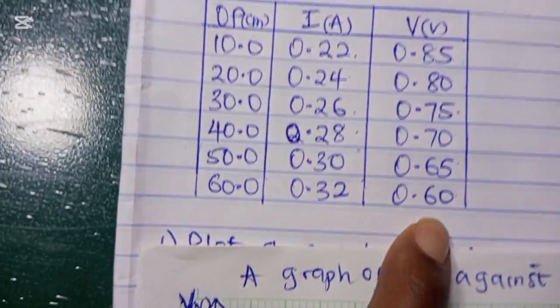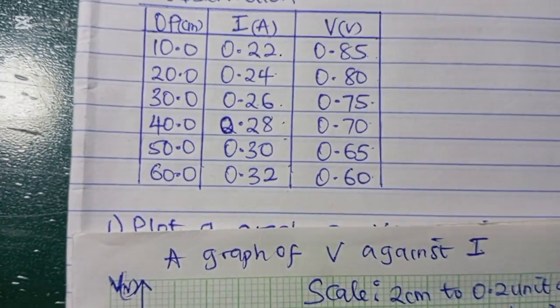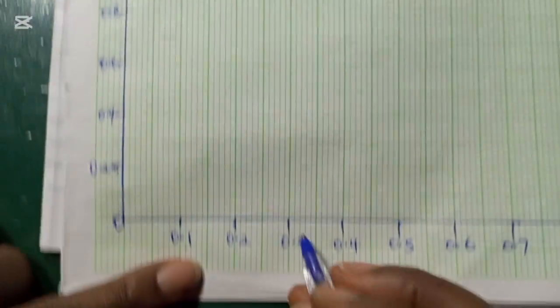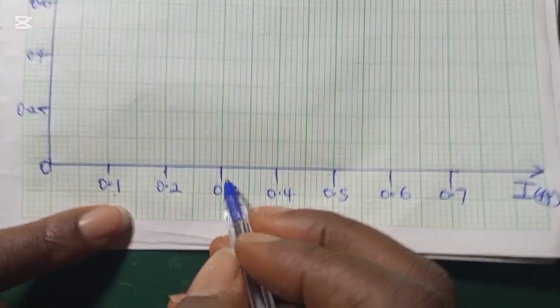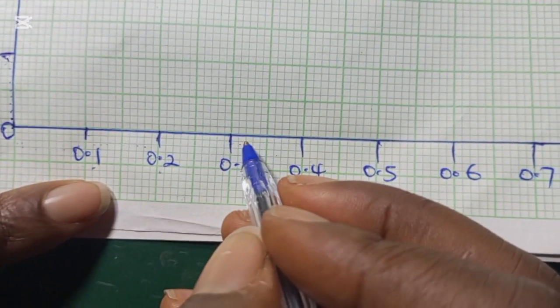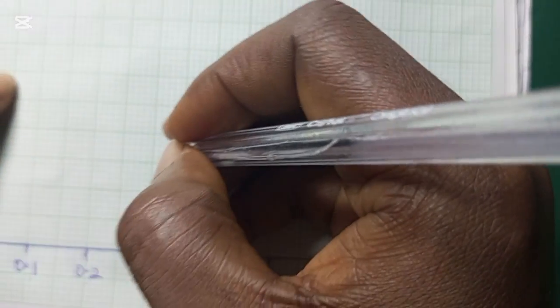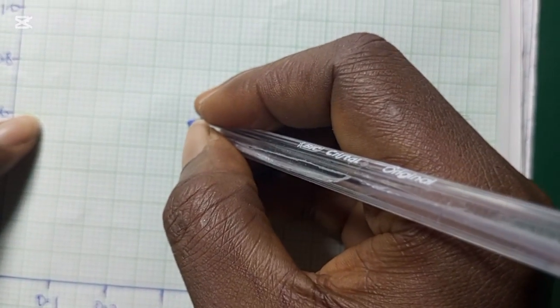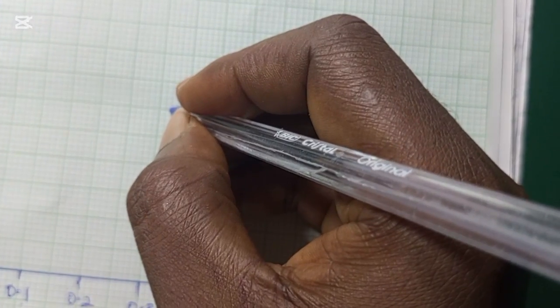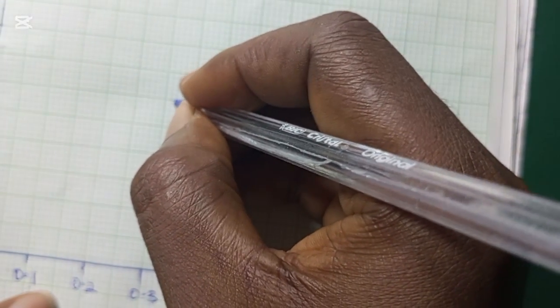But we are plotting 0.32 against what? 0.60. So where will be my 0.32? This is 0.3 now. This is 0.31, 0.32 against what? 0.6, sorry. So let me go. Okay. Follow the line. And at the meeting point, I'm going to put a dot.